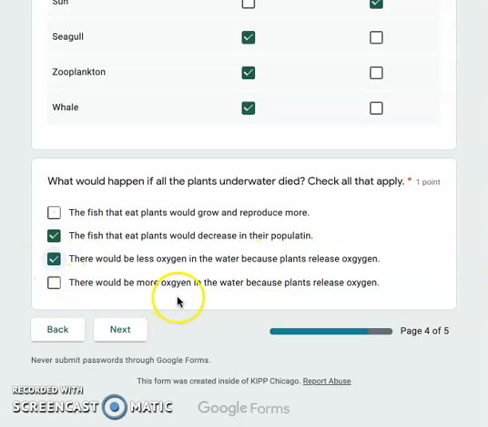Definitely. There would be more oxygen in the water because plants release oxygen. That is incorrect, because if there's no more plants or the plants start to die out, there would actually be less oxygen because remember, plants and producers and trees and things like that, they all release oxygen into the air.